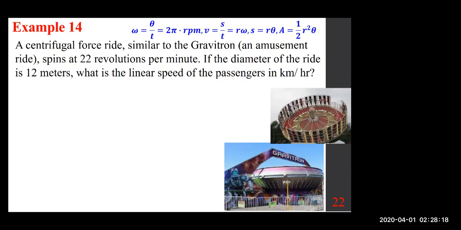All right, let's see what's given. 22 revolutions per minute. That is the RPM, everybody. RPM is 22, okay? Radius is half of this. So those are the given.